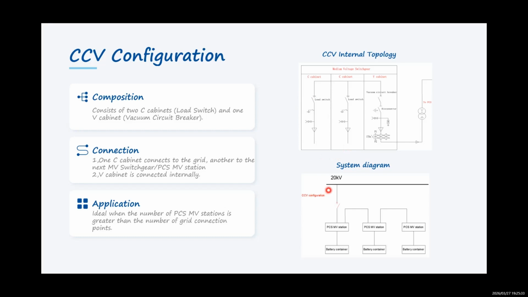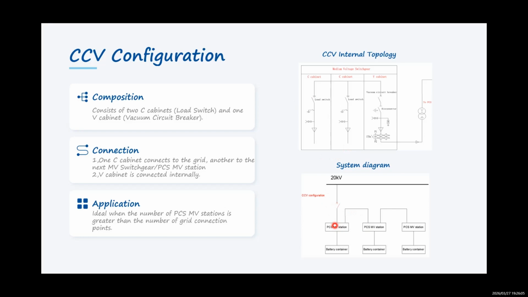This picture shows the typical connection ways of CCV. One PCS MV station includes 3 MV switchgears: a C cabinet to connect to the grid side, and another C cabinet to connect to the next MV switchgears or PCS MV station. The V cabinet's cables or bus bars have already been connected internally before shipment. Now you understand how CCV connects.